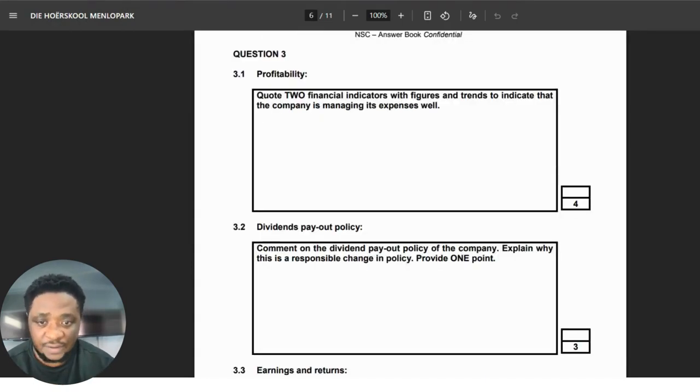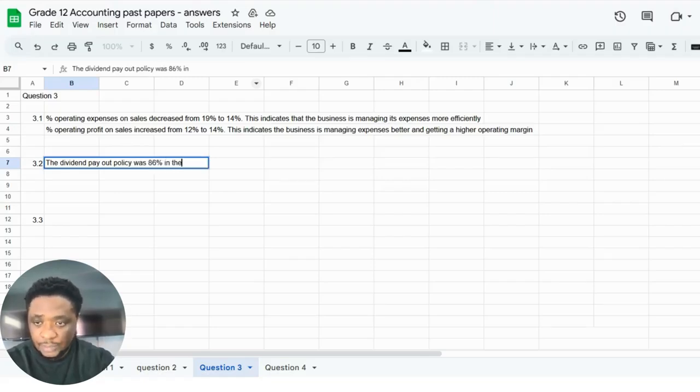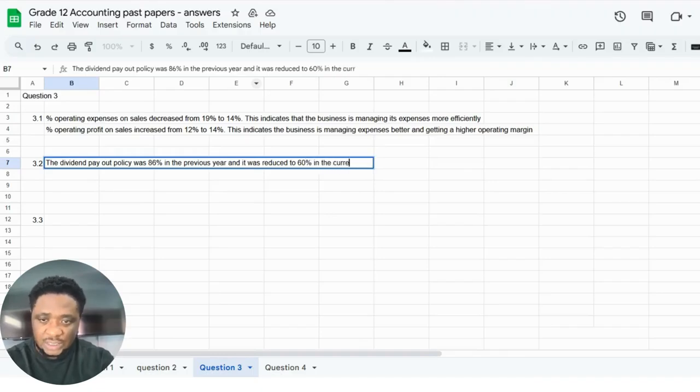So, let's just refer back quickly to the question. It says, comment on the dividend payout policy of the company, explain why this is a responsible change in policy, and provide 1 point. Okay, so let's comment on it. The dividend payout policy was 86% in the previous year, and it was reduced to 60% in the current year. See here, we've basically made a comment and we've also quoted the ratio already.